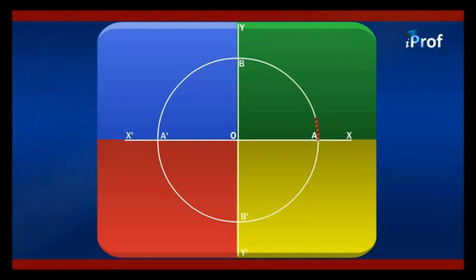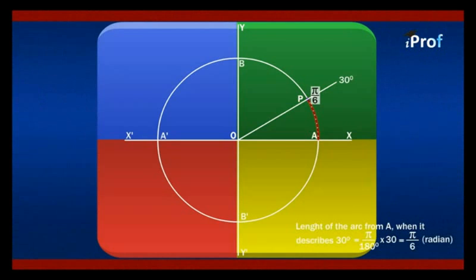We take this to be 30 degrees, and we take a unit circle. Unit circle means OA is equal to 1 unit, and P, this is 30 degrees, this AP, that is the arc of the unit circle from A to P, will be equal to... 180 degrees is equal to pi radians. Therefore, 30 degrees will be equal to pi by 180 into 30. That will be equal to pi by 6 radians. Therefore, this is equal to pi by 6 radians.